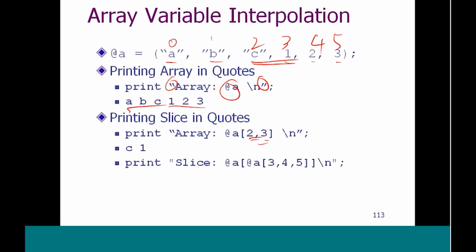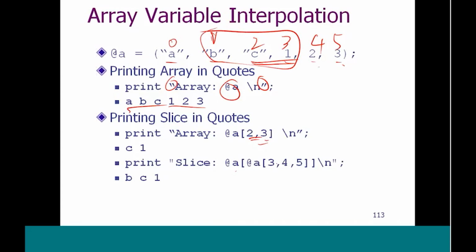Now this is much trickier. When we do the slice of @A, and then these 3, 4, 5, what should it print out? 3, 4, 5, we know that it's actually 1, 2, and 3. So when we do another @A, it needs to print out this 1, 2, and 3, which is B, C, and 1. So let's see what it prints out. It prints out BC1.